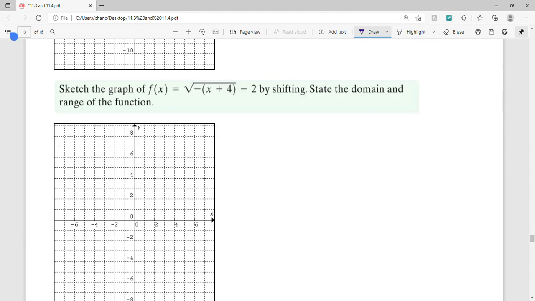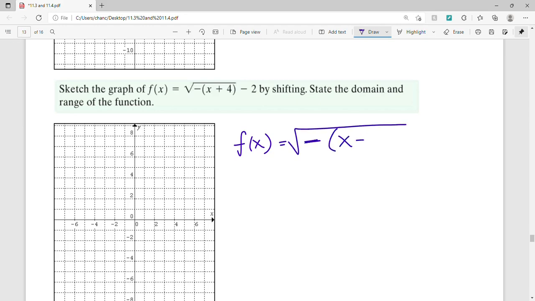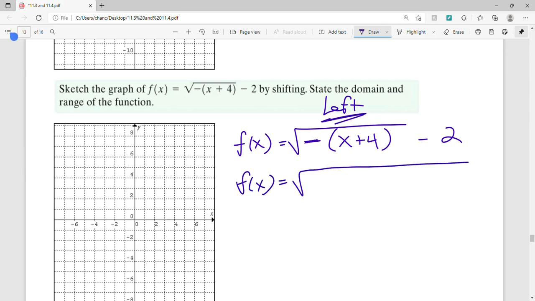So we'll start with this graph. f of x equals the square root of negative... Look, the negative is on the inside. So that means we're going to have to flip it to the left. That is something to remember. And I can rewrite it again so it's a double negative.